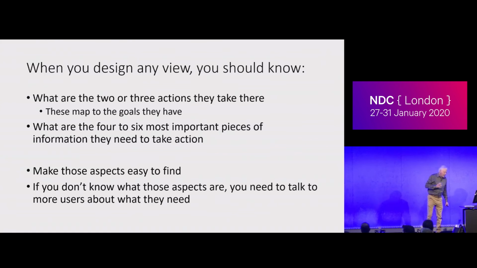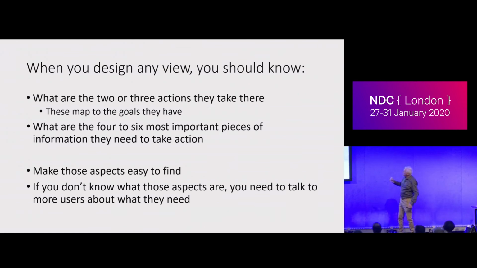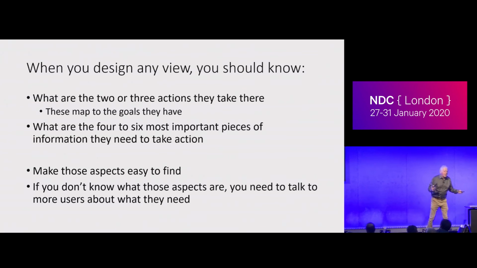Get the information that they need. That means before you design a view in any technology at all, you should understand what are the two or three most common actions they take on that view. You should know their job well enough to know that. And you should know the four, five, six most important pieces of information they need to accomplish their goal. Now, this is loose. Sometimes it's only one action, sometimes it's four, but two to three is typical.